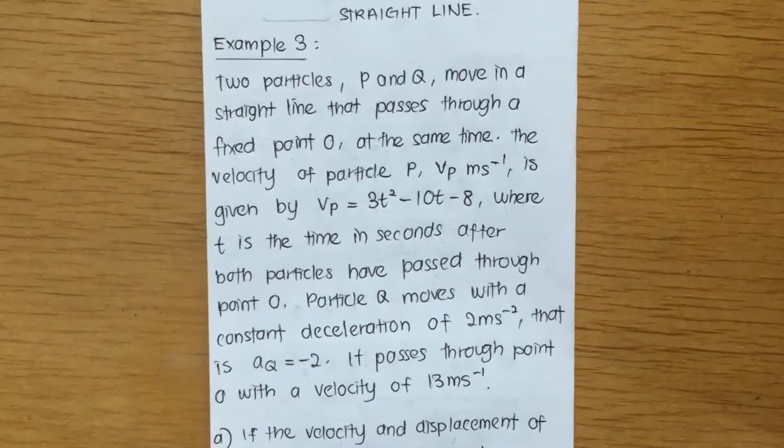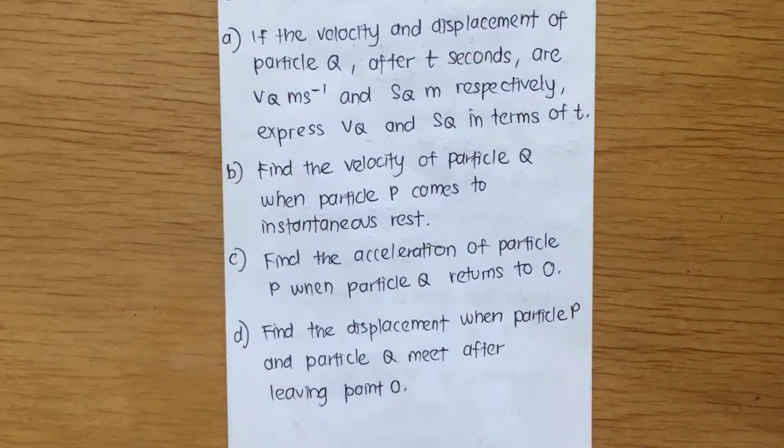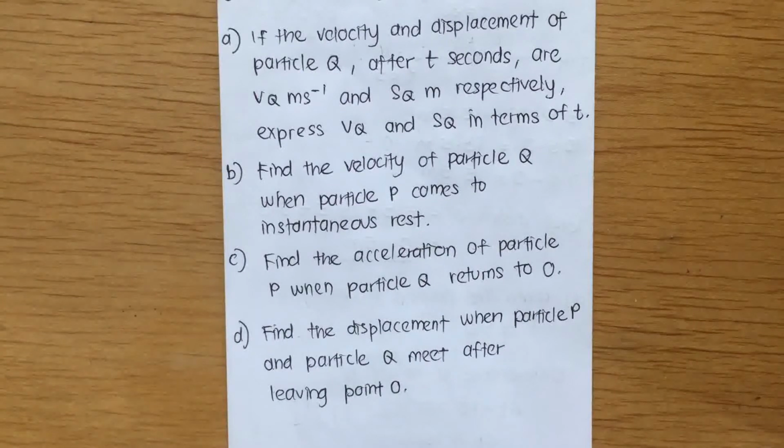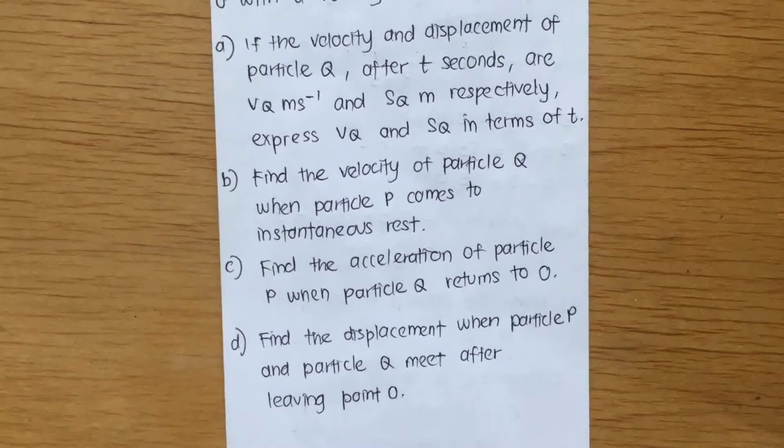Okay, let me read the four questions over here. If the velocity and displacement of particle Q after t seconds are Vq meter per second and Sq meter respectively, express Vq and Sq in terms of t. Find the velocity of particle Q when particle P comes to instantaneous rest. Find the acceleration of particle P when particle Q returns to O. And the last question, part D, find the displacement when particle P and particle Q meet after leaving point O. Okay, so these are the respective questions, guys.